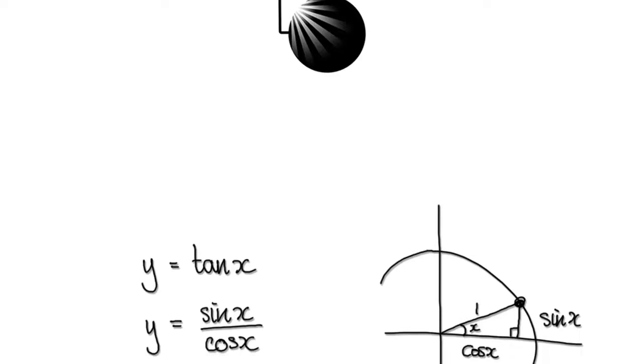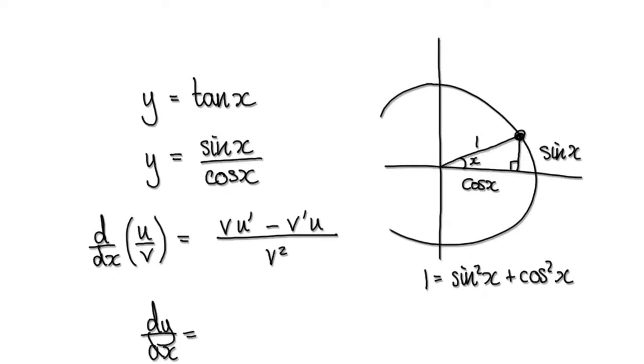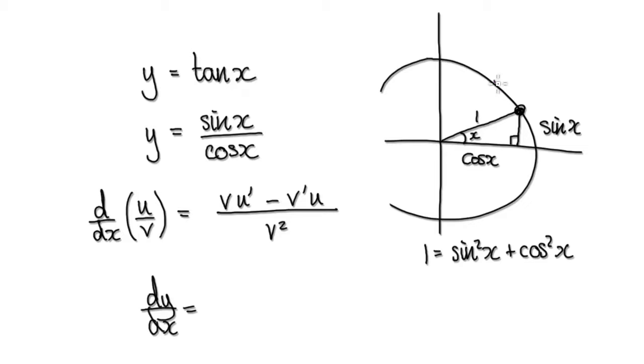In this video we're going to differentiate tan of x. So remember our unit circle of radius 1. So this has a radius of 1. The height here is sine of x. This length here is cos of x. So tan is really sine divided by cos.